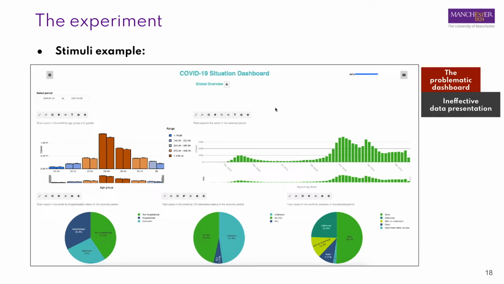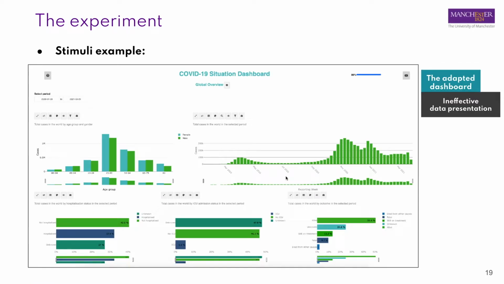So this is an example of a stimulus. This is the problematic dashboard of the ineffective data presentation dashboard. Here we used two visualizations, which are bar charts and pie charts. The customization functionalities are on top of each chart. And in the adapted version, we eliminated the pie charts and we used bar charts instead.